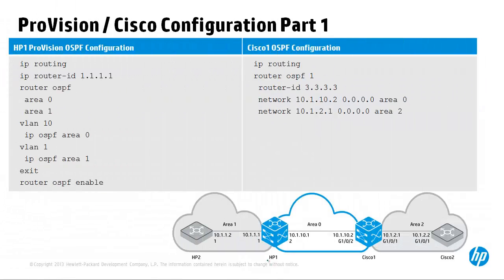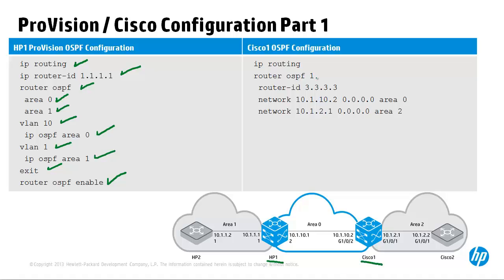In this example, let's start with HP1. On HP1, enable IP routing. Specify the router ID. Configure OSPF. Create areas, area 0 and area 1. Enable OSPF in area 0 on VLAN 10. Configure OSPF in area 1 on VLAN 1. Type exit and then enable OSPF.